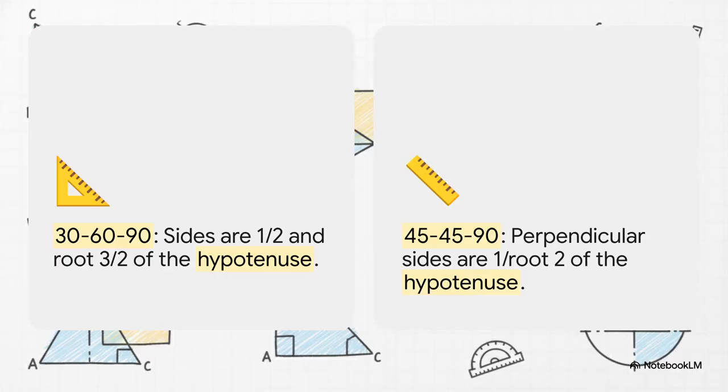So what is the big takeaway to permanently memorize here? It's the distinct difference in these fractional multipliers. For the 30, 60, 90 triangle, you need to remember the fractions 1/2 and √3/2. For the 45, 45, 90 triangle, simply remember 1 over root 2. Keep these multipliers crystal clear in your mind. Trust me, you will be solving complex problems much faster and with so much more confidence.